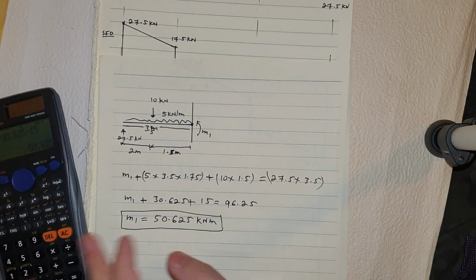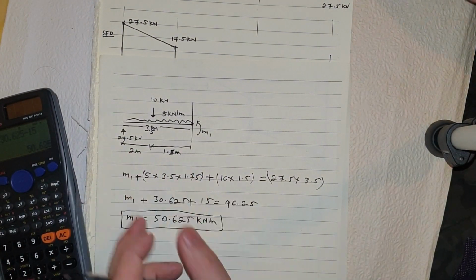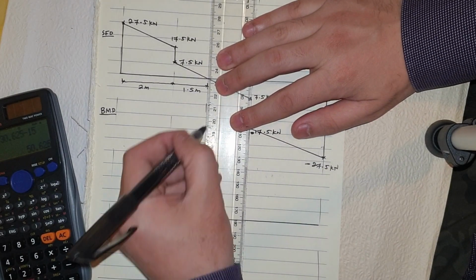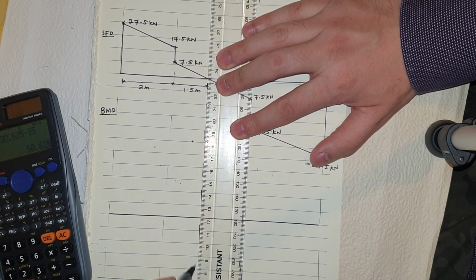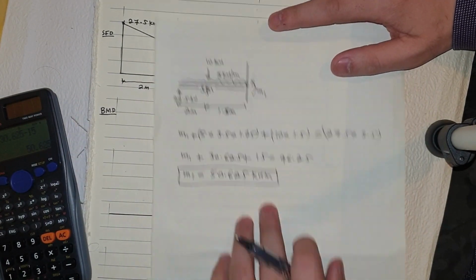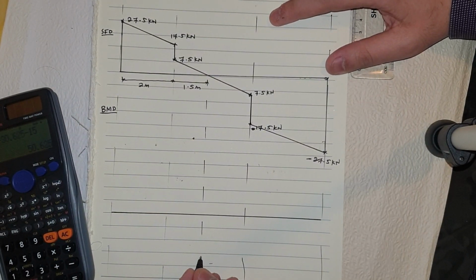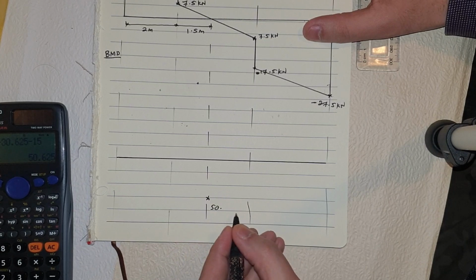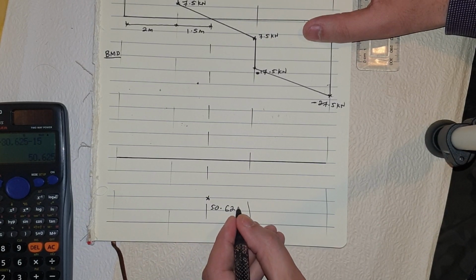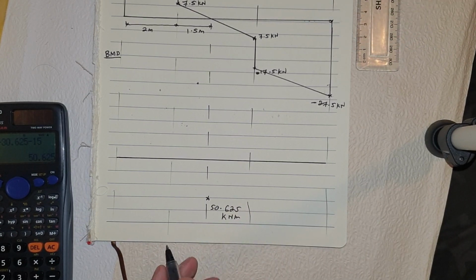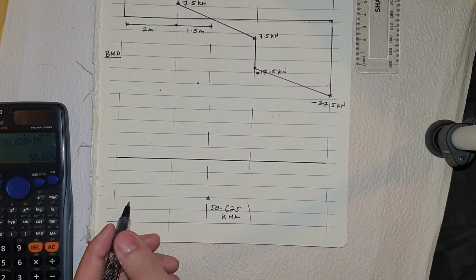So my moment was at a point 3.5 meter. So here was my moment, yeah? I'll go like that. So my moment is positive, that's why it's going down. So here, which is 50.625 kilonewton meter.